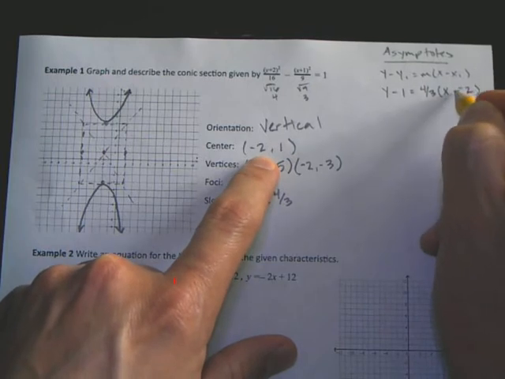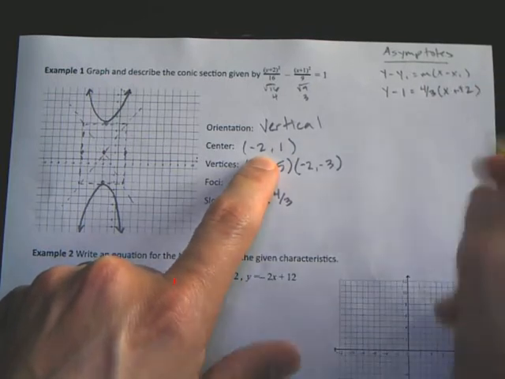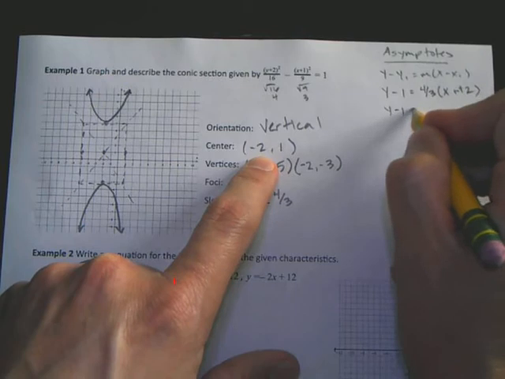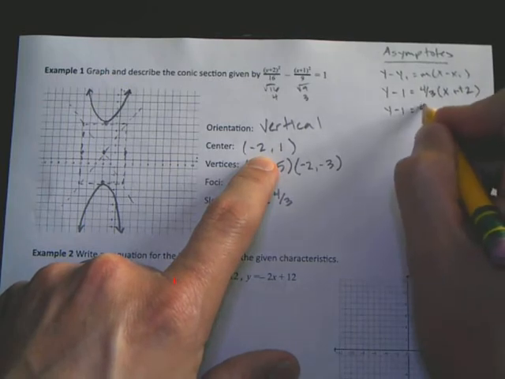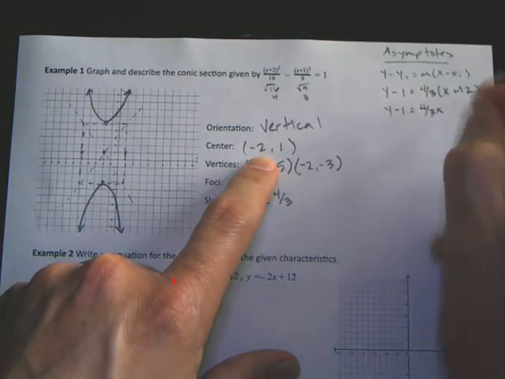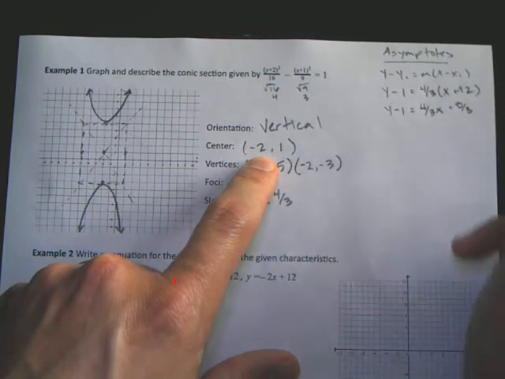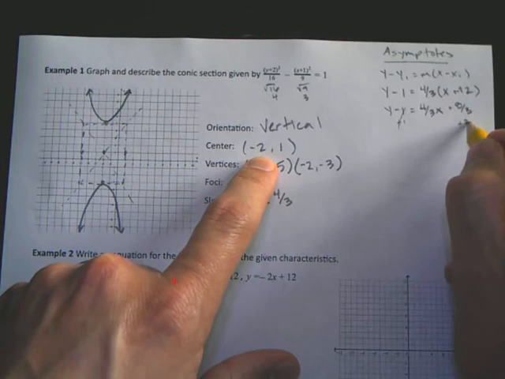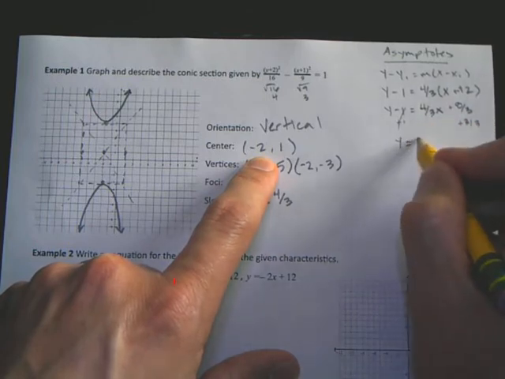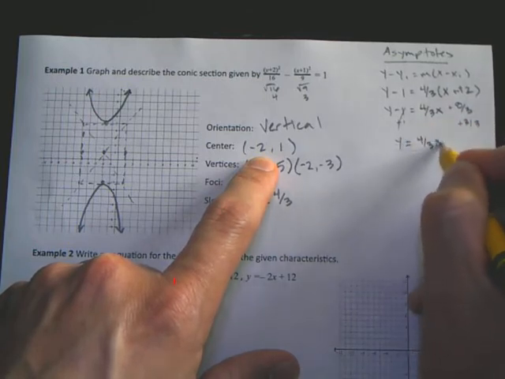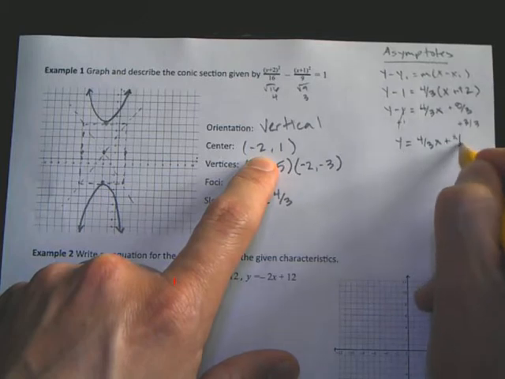And then we just distribute our 4/3, and we get 4/3 x. 4/3 times 2 is 8/3. Add 1 on both sides, but I'm not going to add 1. I'm going to add 3/3 because that's the same as 1. And I get y equals 4/3 x plus 11/3. And that's our first asymptote.